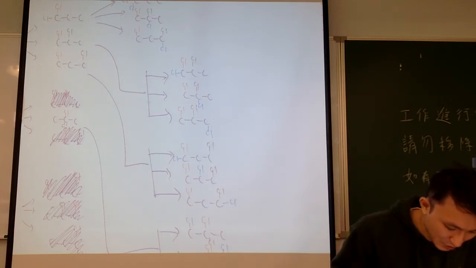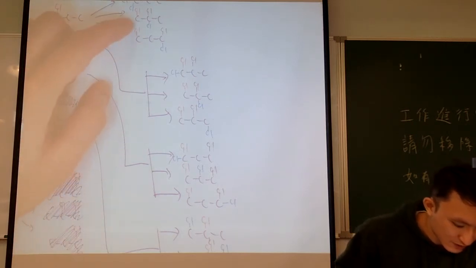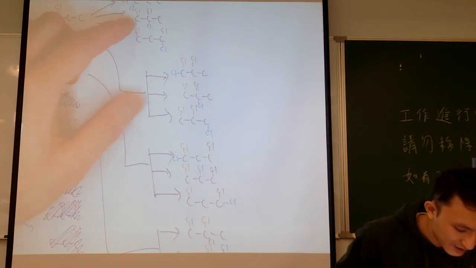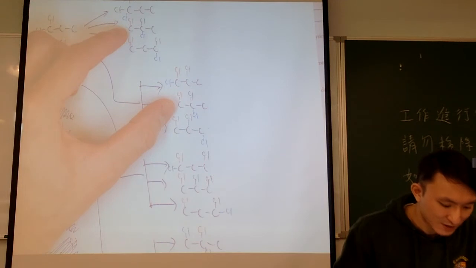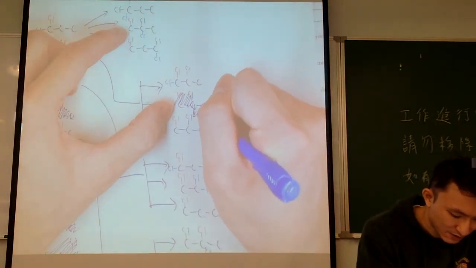Okay? So let's see. Is there anything repeating? Here and here, these two are the same. If you realize, these two are the same. 1 Cl at the first carbon and 2 Cl at the second carbon. So I can cancel out this one.